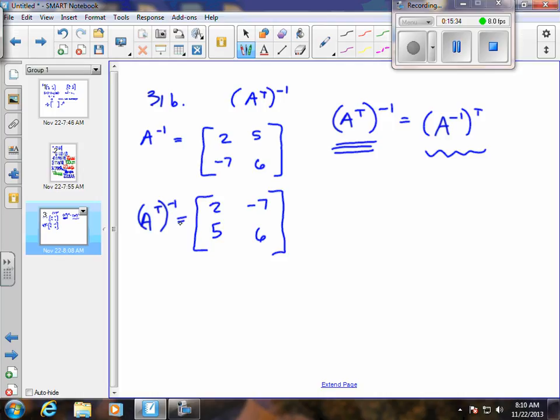Okay, so for part D, D is asking for 2A inverse. And again, if you go back to the properties, property number 3 says that a scalar times a matrix inverse, which is what we're trying to find, is equal to 1 over that scalar times the inverse of the matrix, as long as the scalar is not 0.